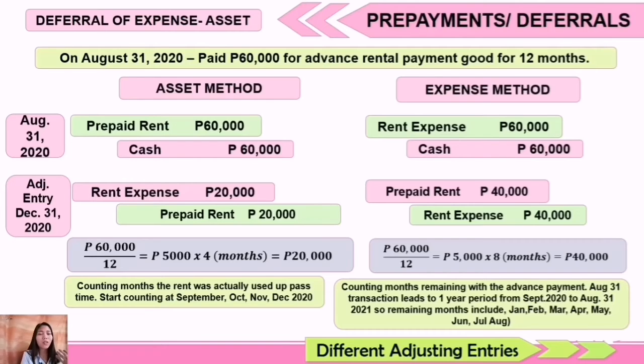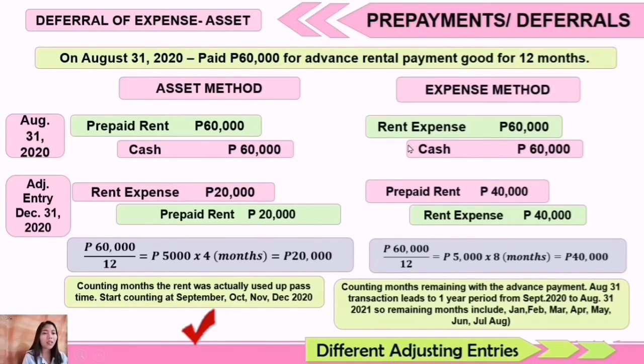Now, if I were to choose from these two, I actually prefer the asset method. It is easier for me to analyze when I use the asset method. Again, it depends on the given in the problem. If it requires you to use expense, then use expense. If it requires you to use asset, then use the asset method. And another thing is you can identify whether the company used asset or expense method if the first entry is prepaid rent debit, so it's an asset method.